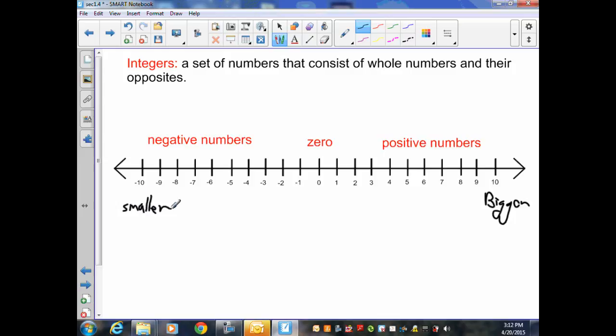The farther to the left I get away from 0, the smaller the value gets. On the contrary, to the right, the bigger the number is, which means it's farther away from 0. And you can see I have my negative numbers, my positive numbers, and 0.